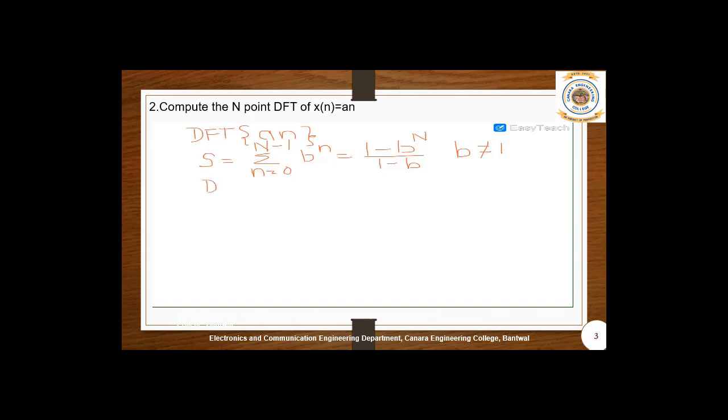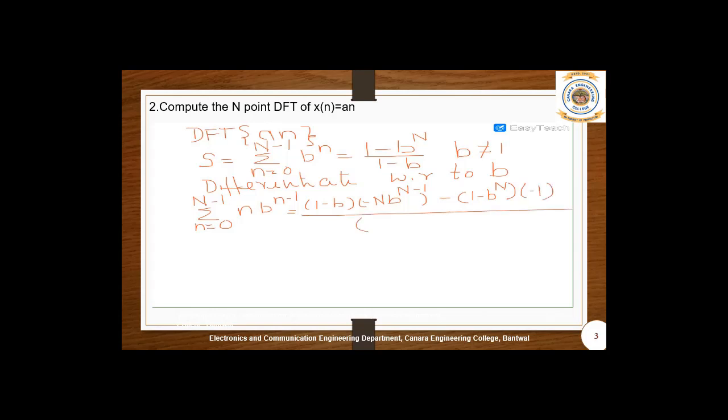Let me differentiate this with respect to b. I have the summation for n varying from 0 to N minus 1 of n times b to the power n minus 1 is equal to 1 minus b minus N b to the power N minus 1 minus 1 minus b to the power N minus 1, divided by 1 minus b whole square.